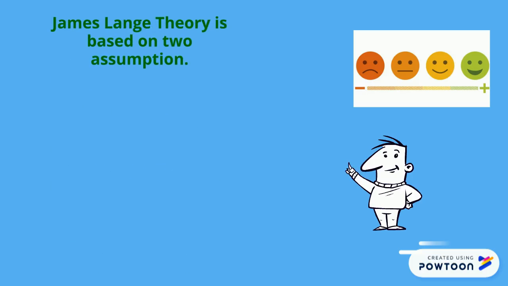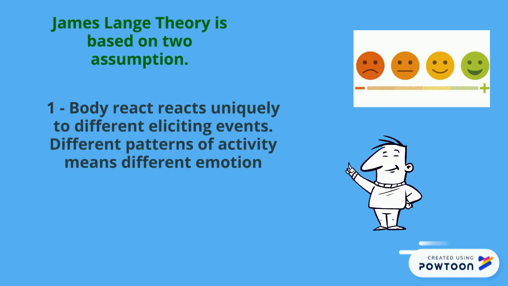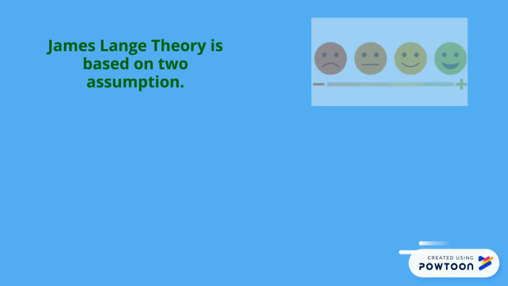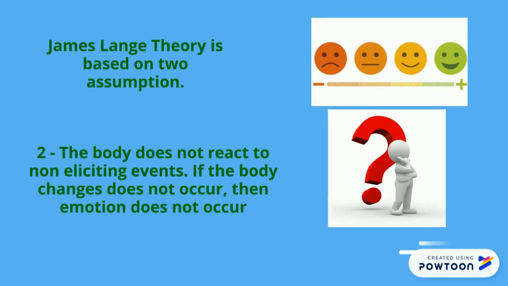Now, the James-Lange theory rests on two assumptions. The body reacts uniquely to different emotion-eliciting events. Different patterns of activity mean different emotions. The second assumption is that the body does not react to non-emotion-eliciting events. If the body changes do not occur, then the emotion does not occur.